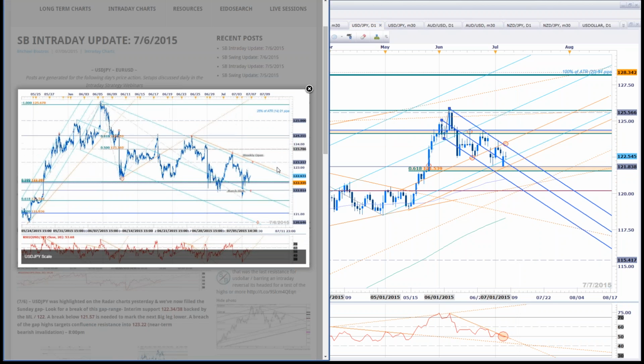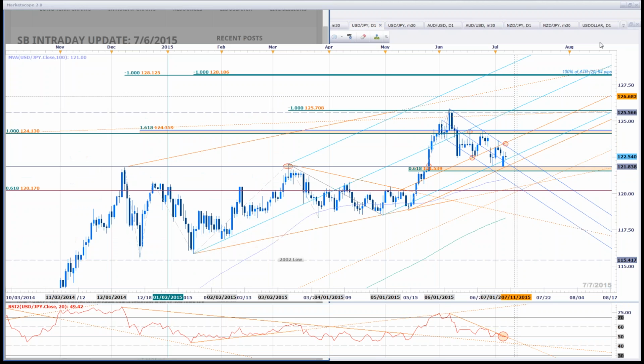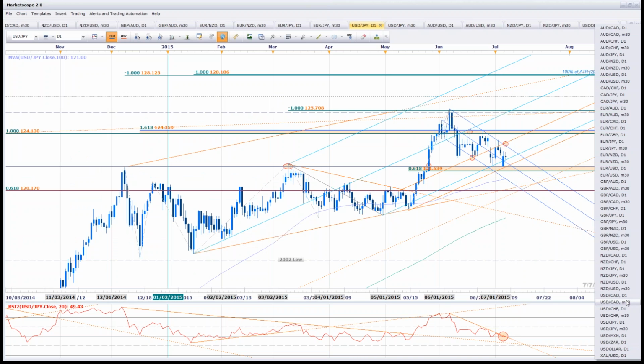But generally, that's the bearish invalidation level. Okay, you're still looking lower. You need to get through this key support to really open up the next leg down for the dollar yen. Here's what the scale looks like on the 30-minute.